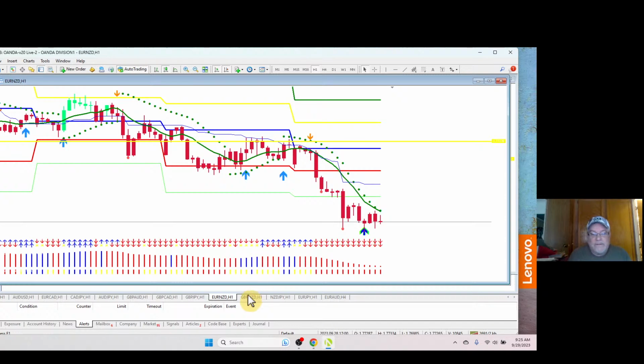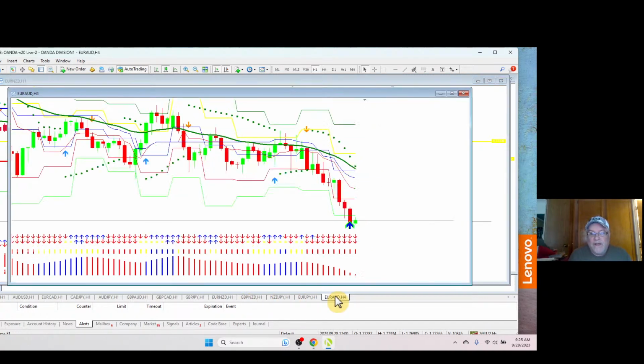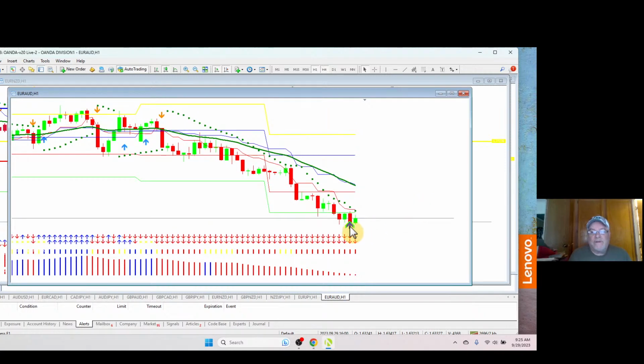5 minutes till the New York session open. I'm going to look at the Euro Aussie. It's made a 4-hour buy now. That candle's completed 25 minutes ago. And the 1 hour should have a buy too. It does. So both of those in agreement now, the Euro Aussie.